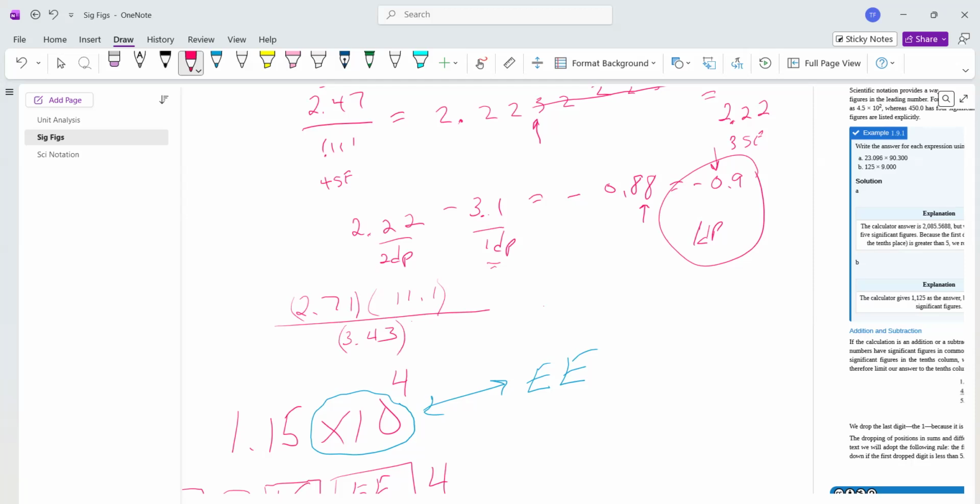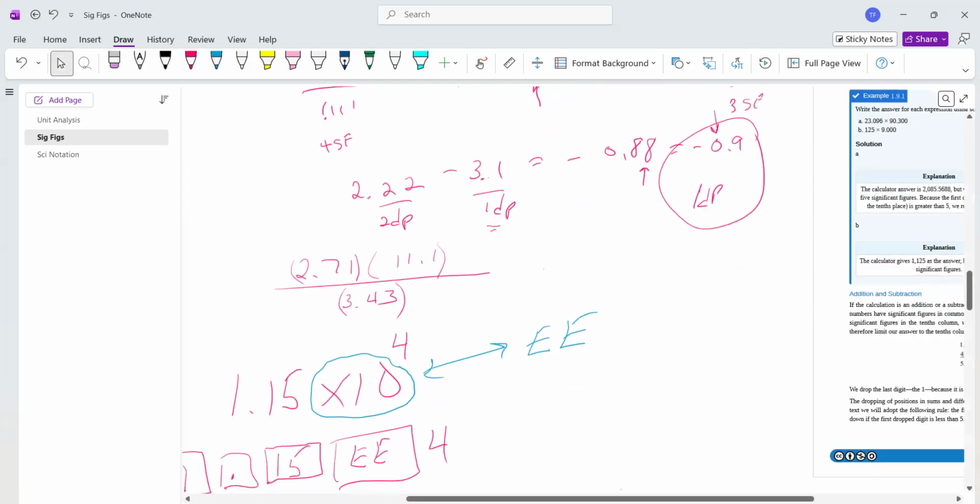Now we have multiplication on the top of the fraction bar and it is divided by the 343. So a lot of students will do the top operation first and write down an answer. So they're going to go 271 times 11.1 equals, I'm going to write this number down.